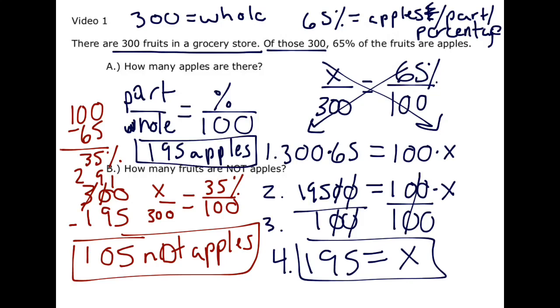So there's really two ways to go about solving it, but if you solve part A and you did it correctly, then part B, all you need to do is take away 195 apples from 300 pieces of fruit to figure out how many are not apples.